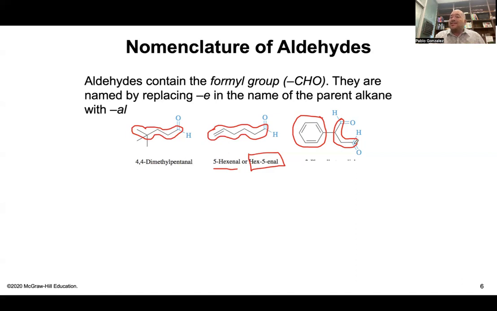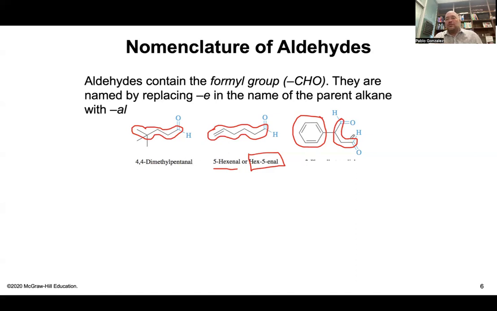And we have 2 aldehydes. So it should be di-al. Al is the ending, but because we have 2, we use di. So it's going to be 1, 2, 3, 4 butanedial. Okay, butanedial. And this one is going to be the position 1, 2.